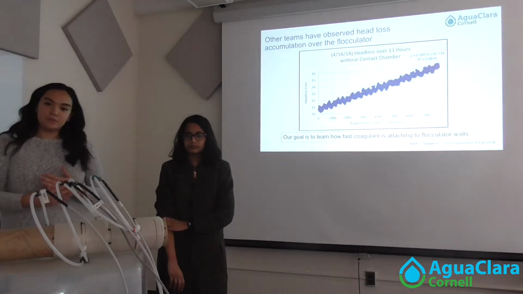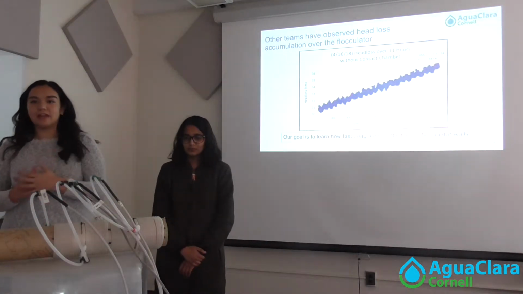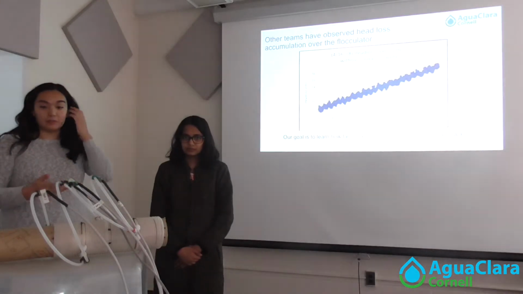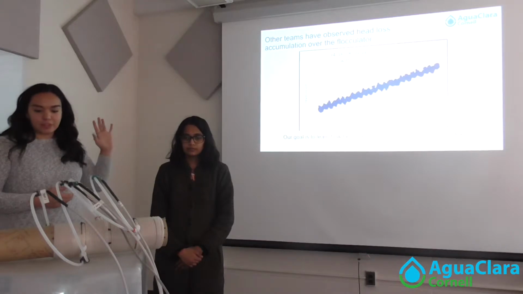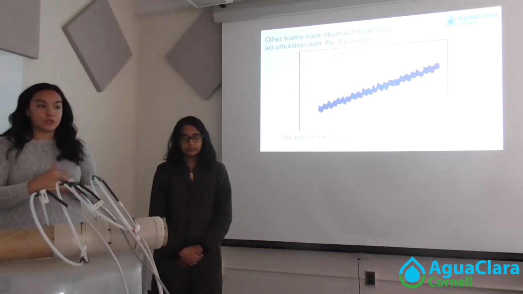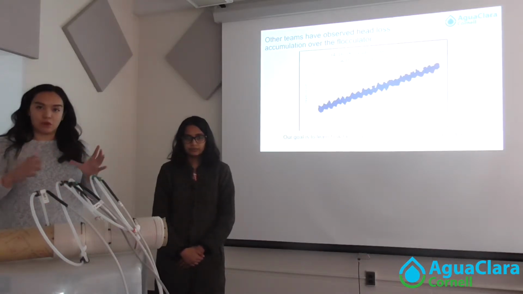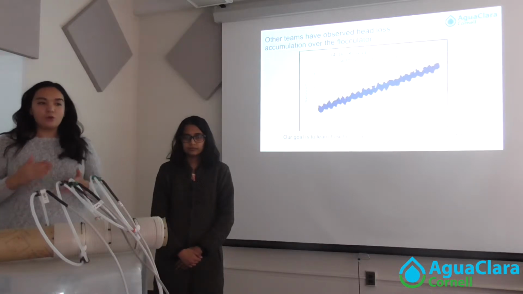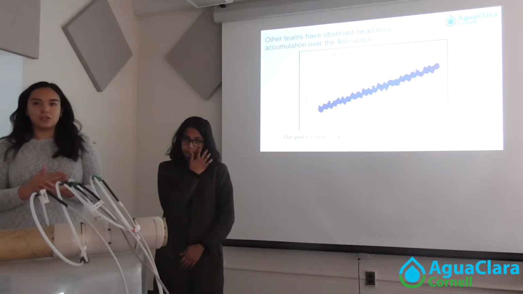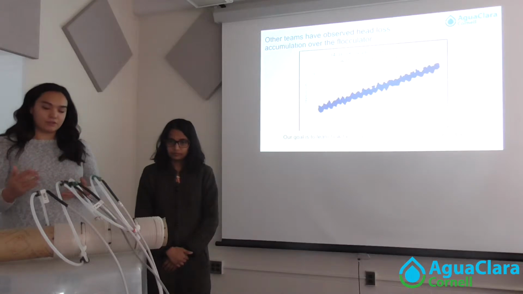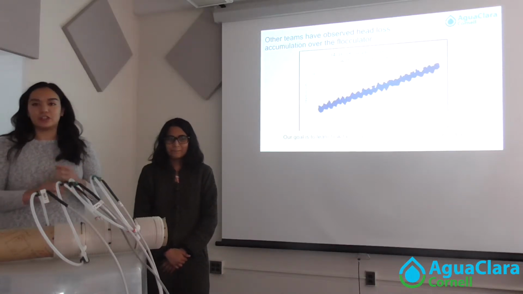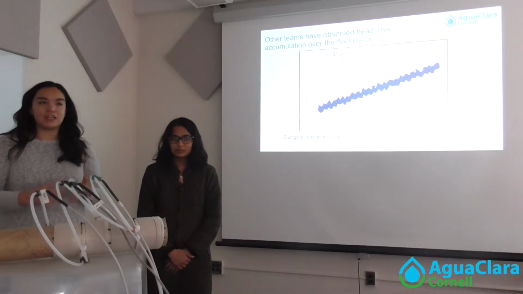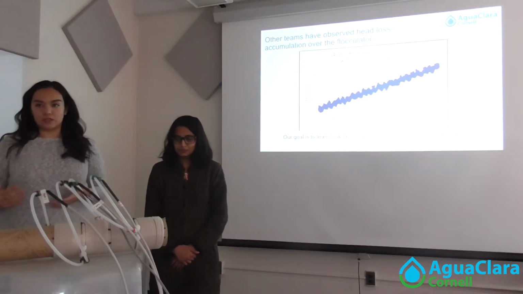So while this is the first semester for CNARC research, the idea behind the team came from observations seen by other older teams. This is a graph from an old contact chamber team, and they observed an increase in head loss across the length of their flocculator. We're more concerned with the rate of head loss accumulation and how that changes across the length of the flocculator. We expected to see that in the first section there'd be the greatest rate of head loss accumulation, and that rate would decrease across the length of the flocculator.